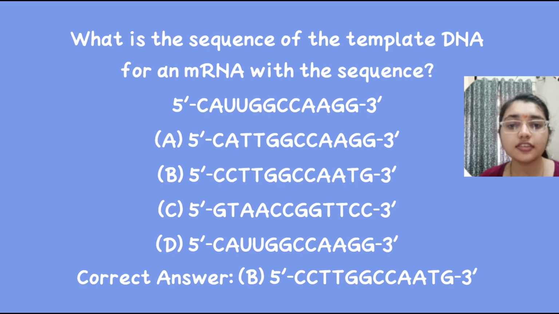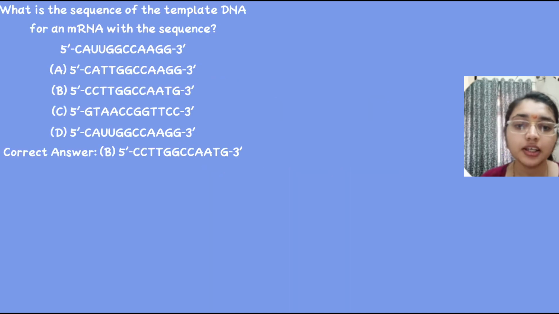So during transcription, what happens? The DNA template is read from 3' to 5' direction, as given on the screen. To synthesize the mRNA, the DNA template strand is read from the 3' to 5' direction, and the complementary mRNA strand is made from 5' to 3' direction.